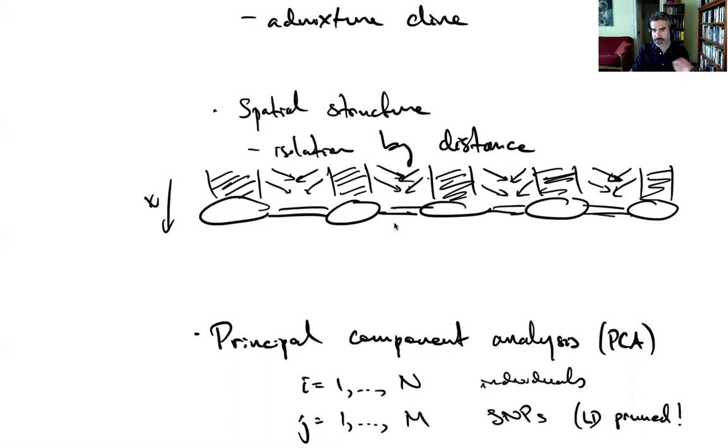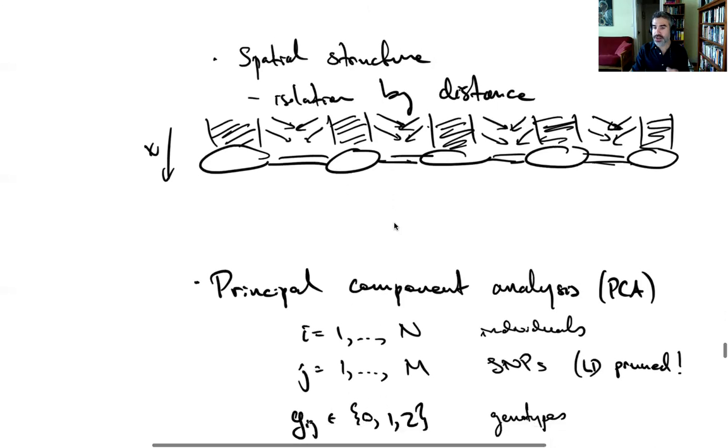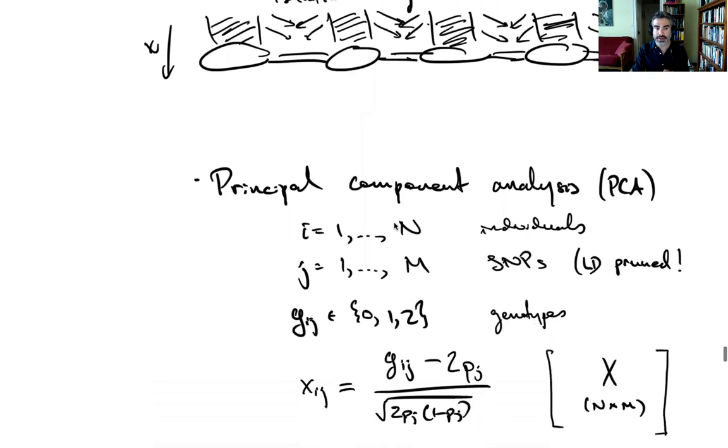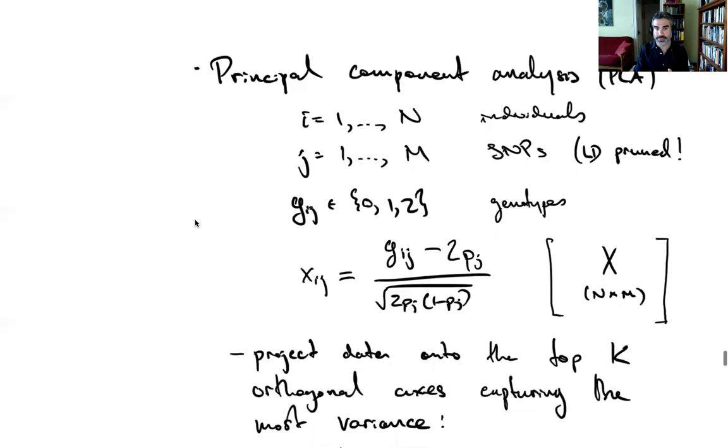So you take these LD pruned SNPs and you form a matrix of standardized genotypes, as I've written down here. You perform PCA on this matrix, and that means doing the singular value decomposition, or equivalently, you can form the sample covariance matrix, which is also called the genetic relatedness matrix in this context, and do an eigendecomposition. What really matters is that you're projecting the sample data onto the K orthogonal components capturing the most variance. These components are referred to as axes of variation, and their loadings onto the SNPs capture structural allele frequency differences.